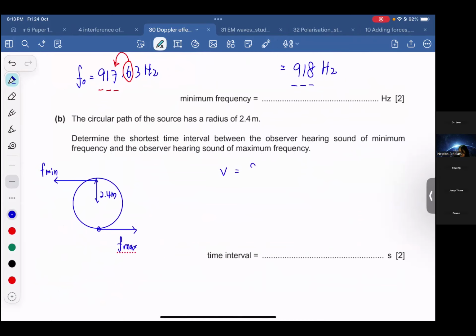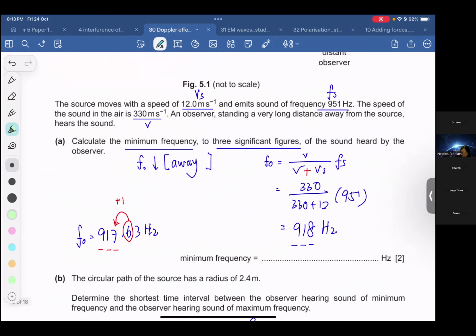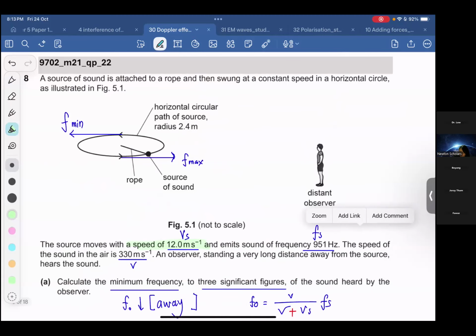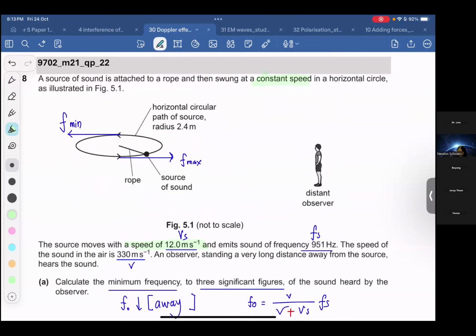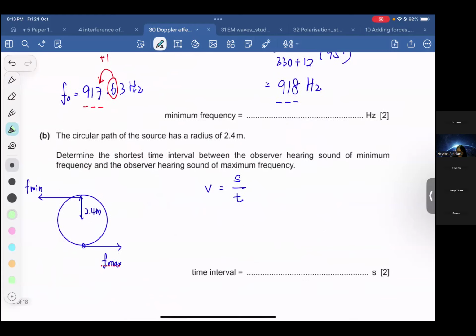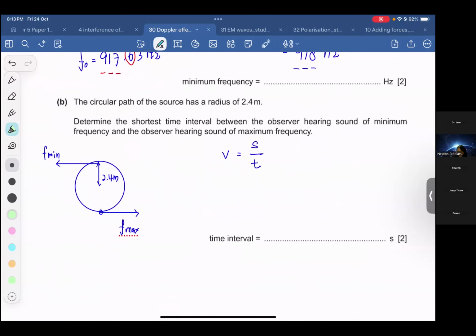Speed equals distance divided by time, right? Because it travels with a constant speed here. It is mentioned here, constant speed. So from here to here, every 1 second they travel 12 meter. Every 1 second they travel 12 meter. So the question is, what is the time?